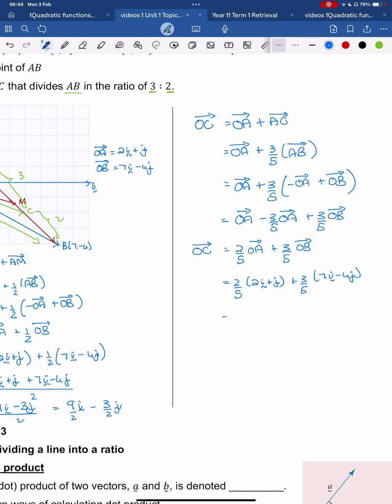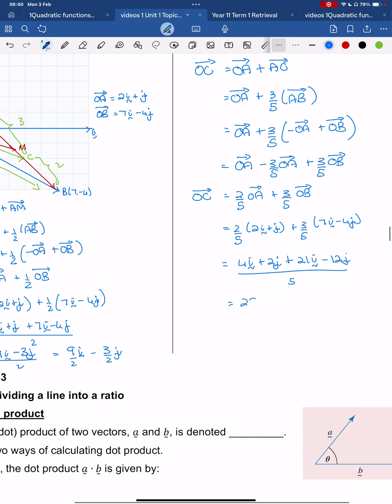I'm going to write it all over 5. So 4i plus 2j plus 21i minus 12j all over 5. And that will give me 25i minus 10j over 5. And I can simplify that down to 5i minus 2j.